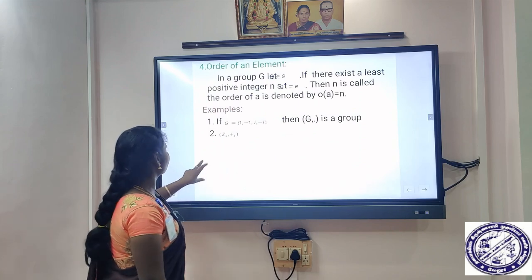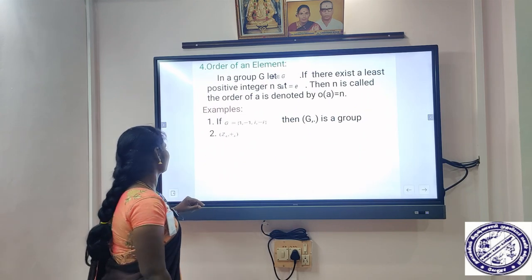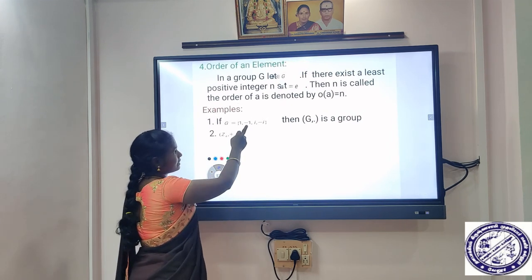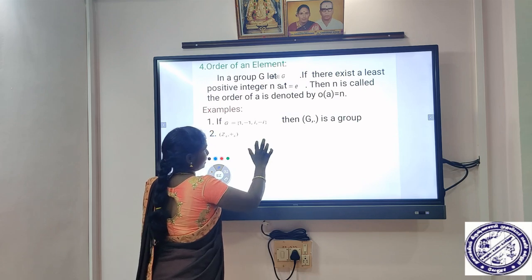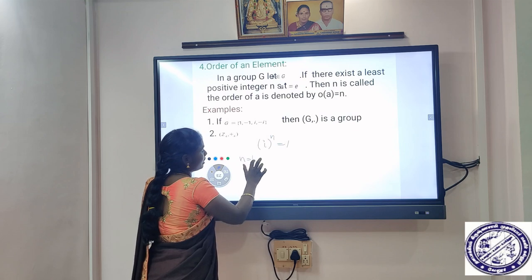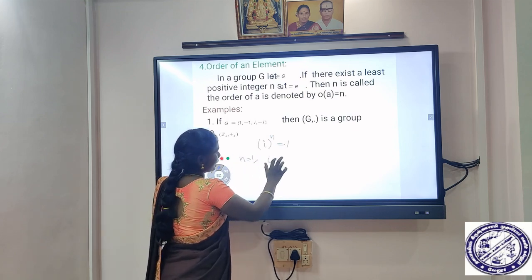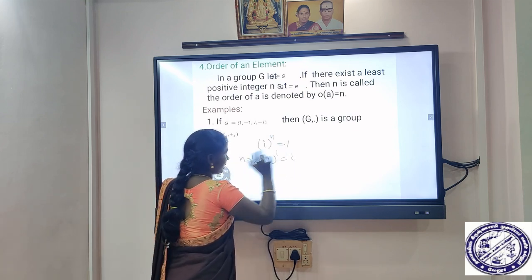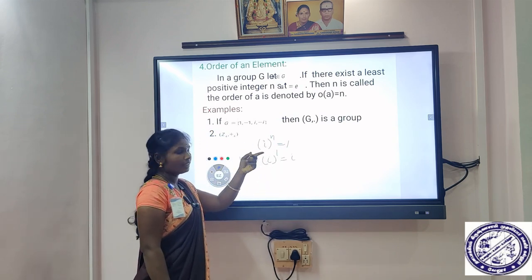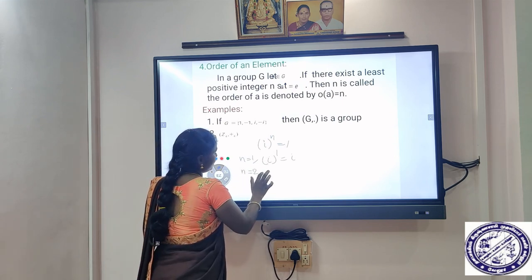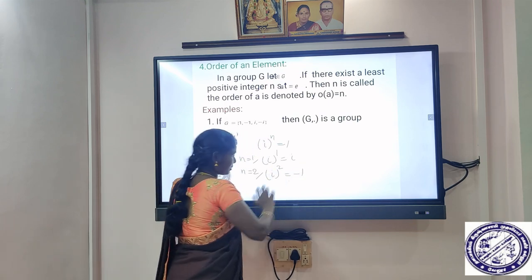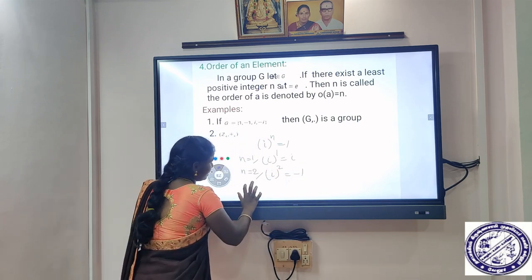Okay. Next, I choose another element, i. i power n equal to 1. So the n value is equal to 1: i power 1 equal to i. i is not the identity element, so 1 is not the order of i. Next I choose n equal to 2: i power 2, the i square value is minus 1. Minus 1 is not the identity element.